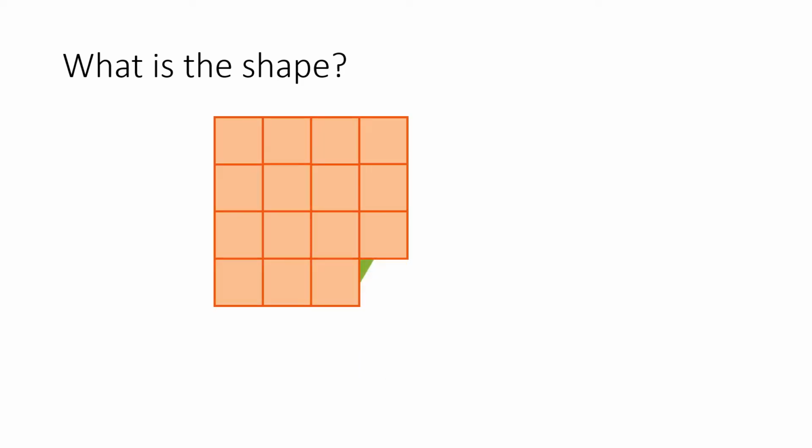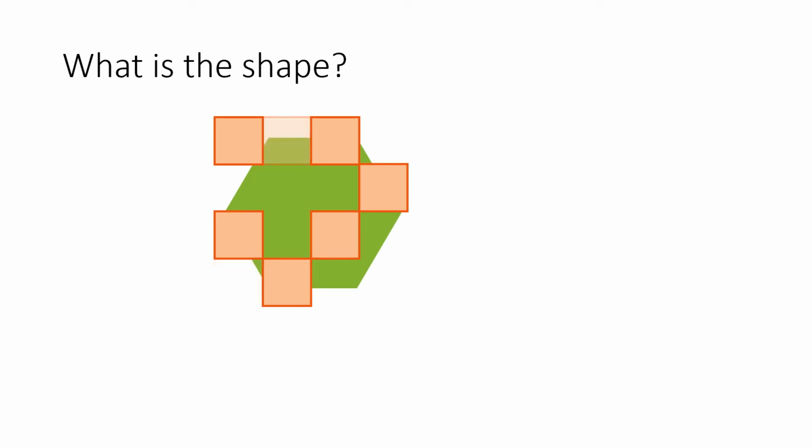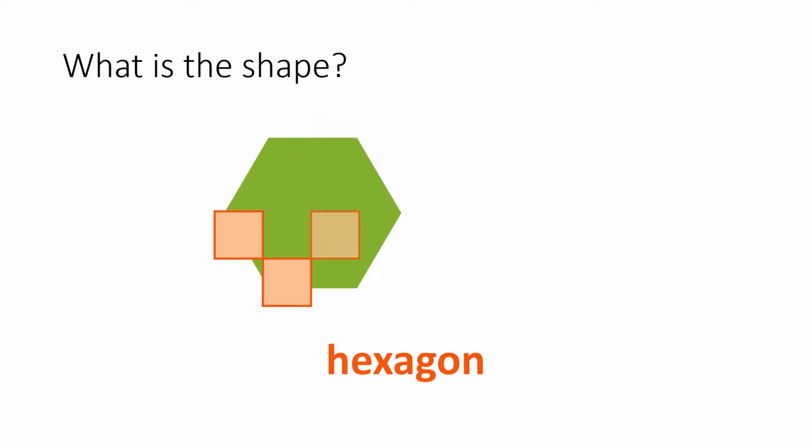What about this shape? We can see that the sides are straight on this shape. Well done if you got it right. This shape is a hexagon. How many straight sides does it have? 6. How many vertices does it have? Also 6.